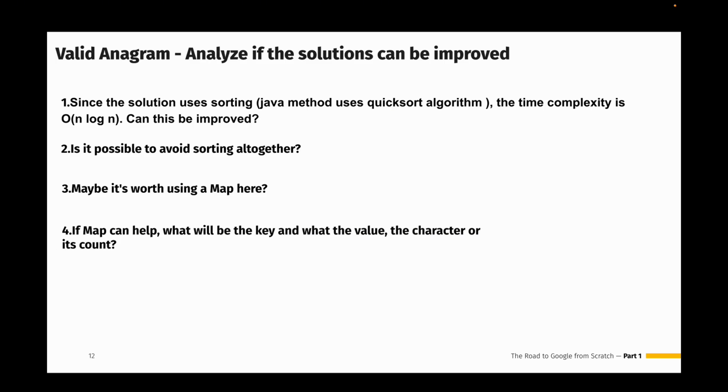If a map can help, what will be the key and what the value? The character or its count? So let me answer this question. So yes, we can improve this algorithm. We can use a map. It will help us to avoid the sorting method. And as a key we will store the character, and the value will be the frequency of that element, which is a character from our word.